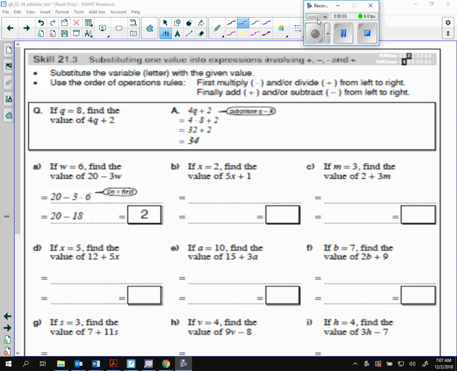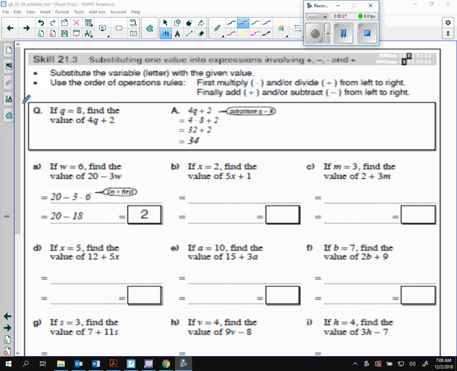Good morning. So, welcome to Unit 4. We are working with linear equations, so writing equations for a line. To get a little bit of practice and review on stuff you've learned before, you have this Skill 21.3 worksheet. This will need to go into your INB.